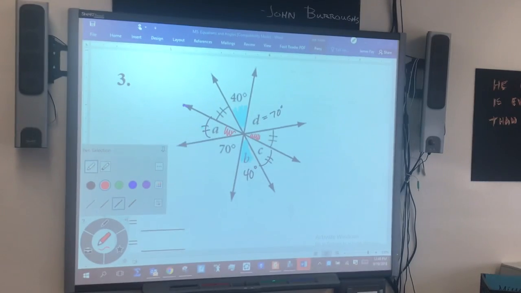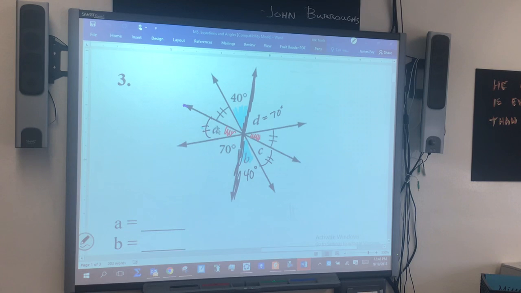Solve for A. Well, what I did is I knew that the line that's going straight down the middle is 180. This one here? Yeah. Okay. So I subtracted 110 from 180. Okay. So you got your 110 from that one and that one together.